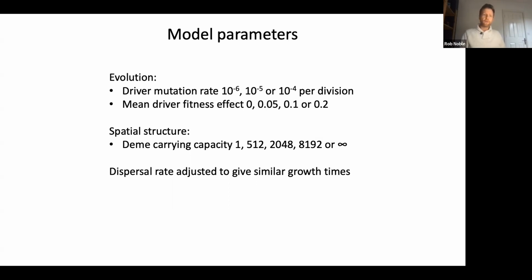There's an issue that depending on the deme carrying capacity, the bigger the patch, if you set the same dispersal rate, the faster the tumor will grow. And that's not realistic. So I assumed that evolution constrains tumors to grow at certain rates, because we see that human tumors grow over several years. So I adjusted the dispersal rates, which is a free parameter, so that all of these tumors grow at similar rates.